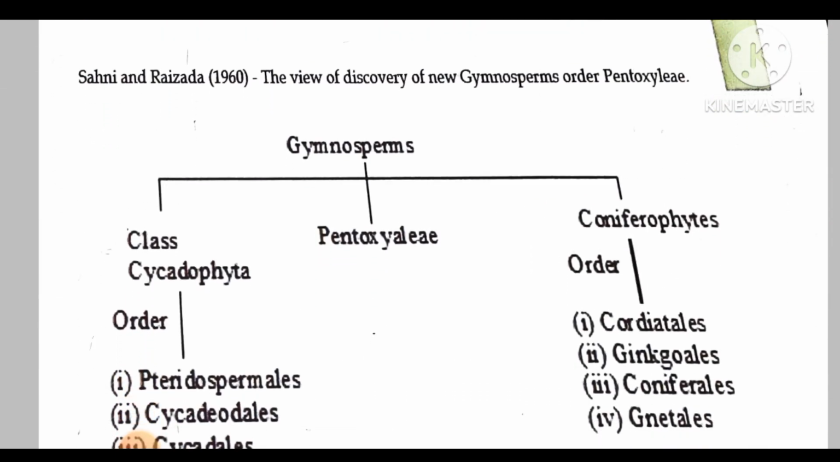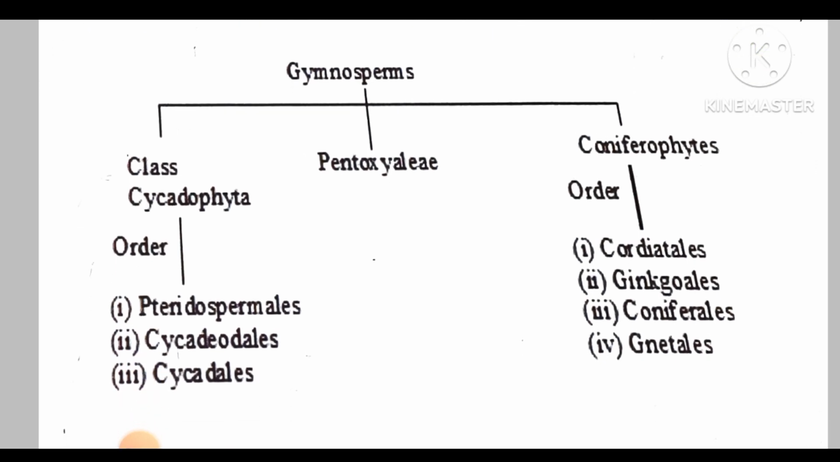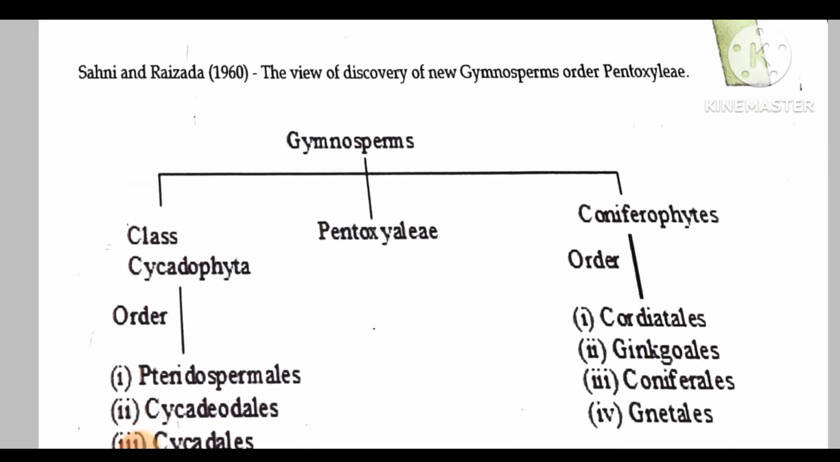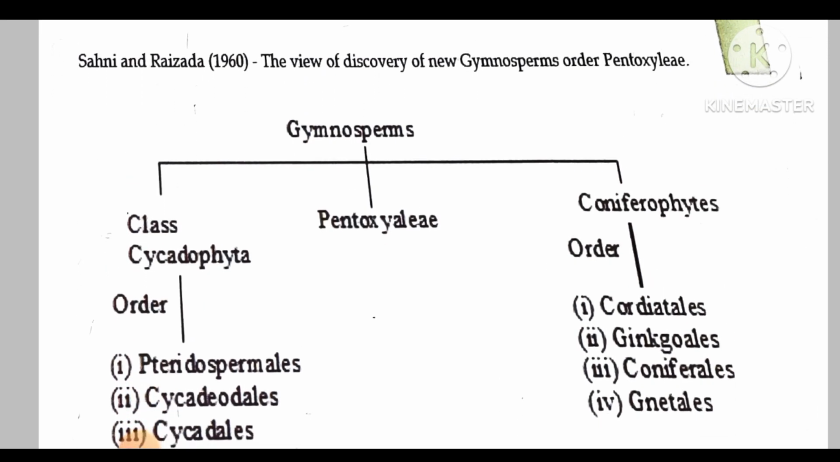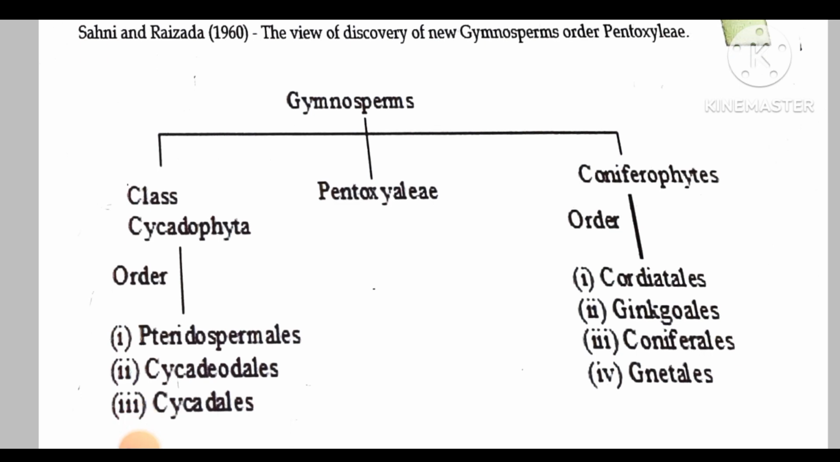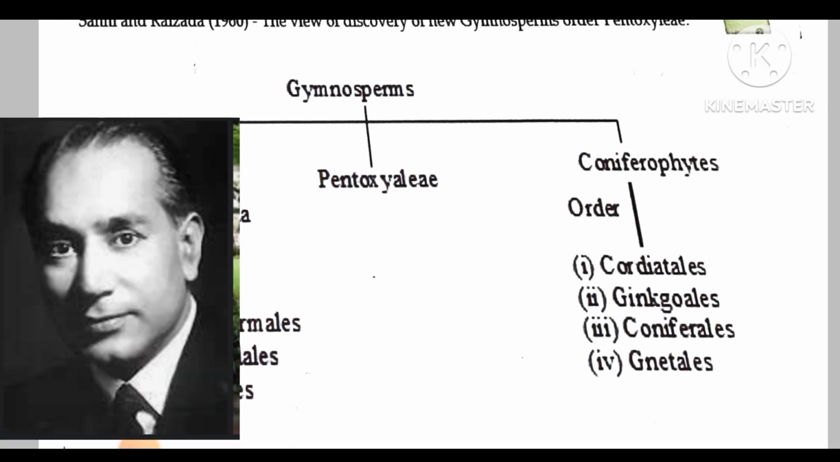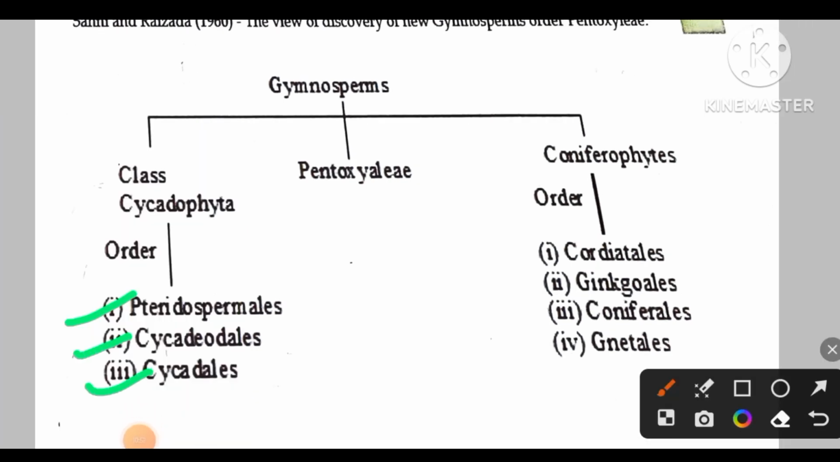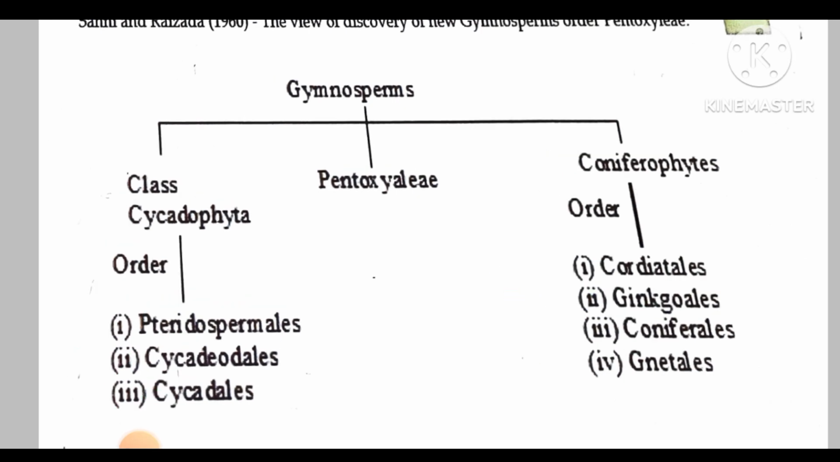Then come to the Sahni and Raizada classification. He classified the gymnosperms into three groups: two classes, that is the Cycadophyta and Coniferophyta, and Pentoxylales under a single order. Cycadophyta is further divided into three orders, that is the Pteridospermales, Cycadeoidales, and Cycadales. Coniferophyta was further divided into Cordaitales, Ginkgoales, Coniferales, and the Gnetales.